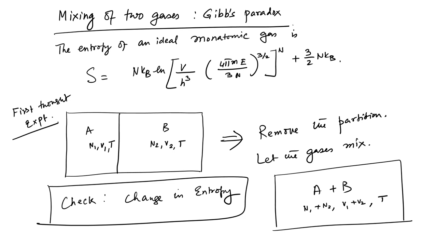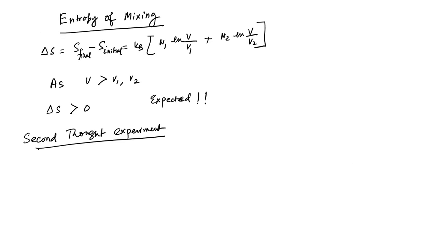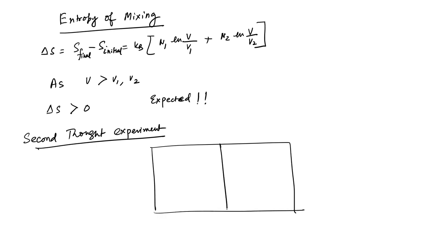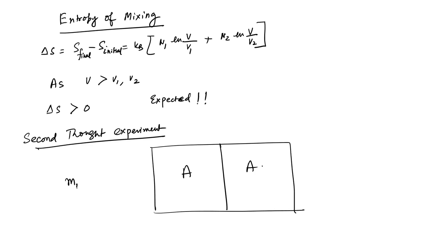Okay. And in the next thought experiment, the second thought experiment, we have the same gas A and A, and the masses of the particles are the same, and you remove the partition and let the gases mix. We should get similar results because your delta S should still be greater than 0. The only difference here is Mi is equal to Mf. So, same gas allowed to mix.